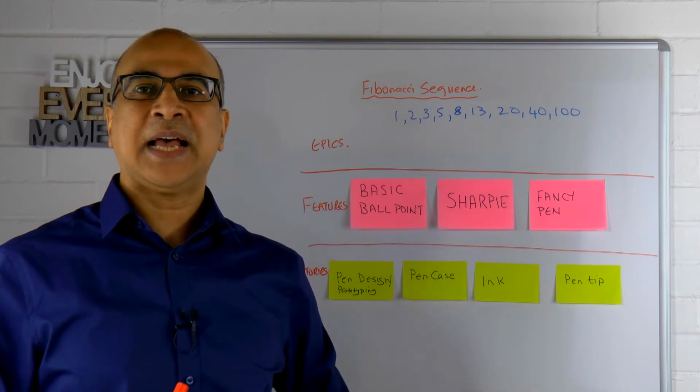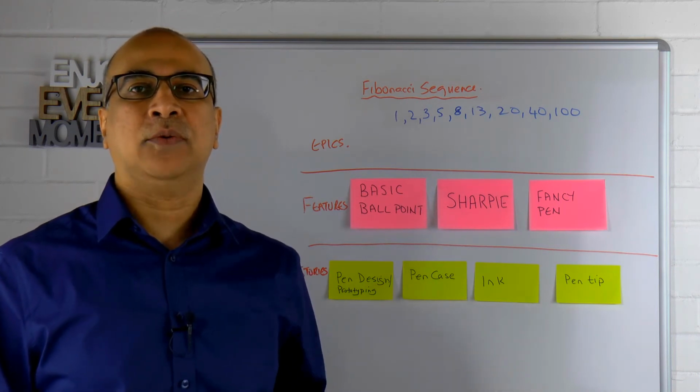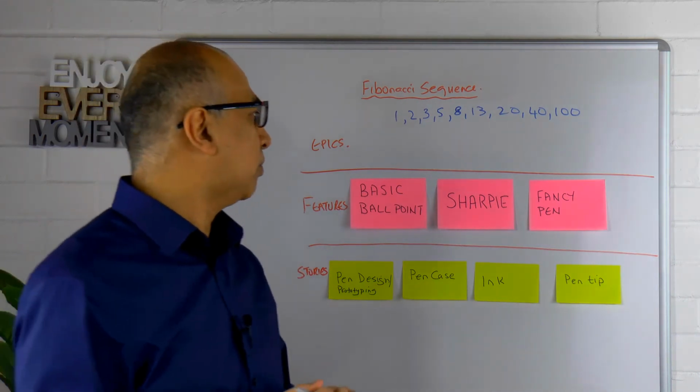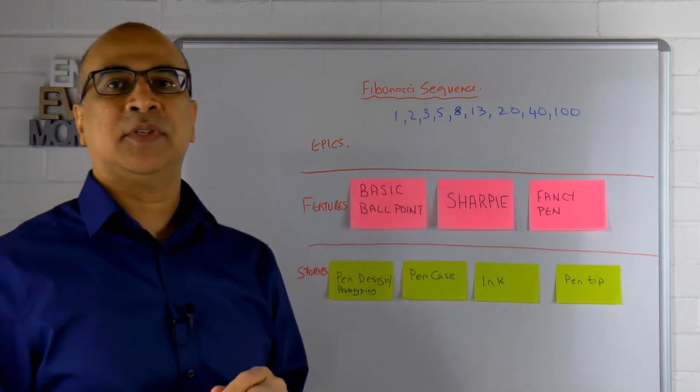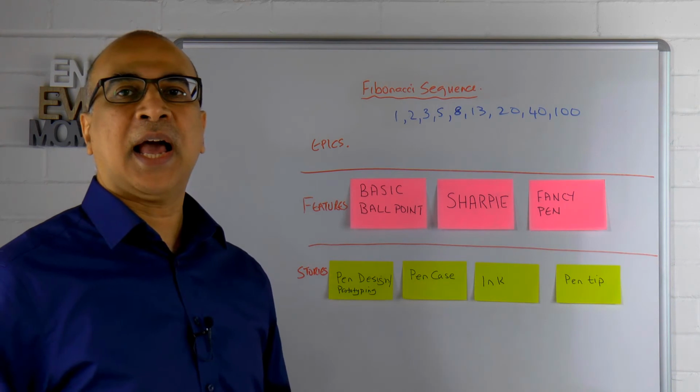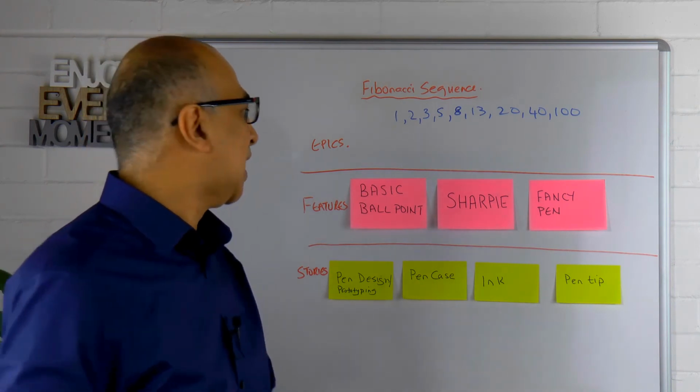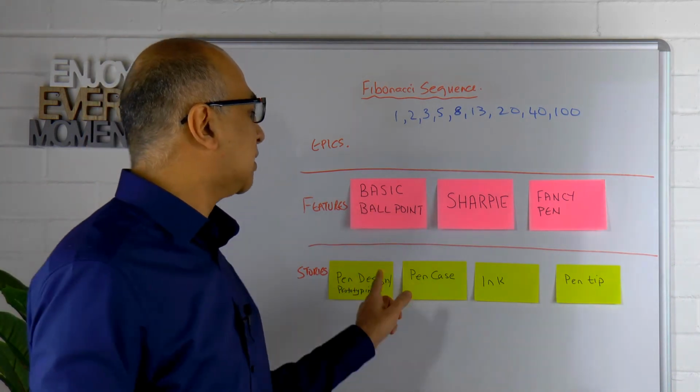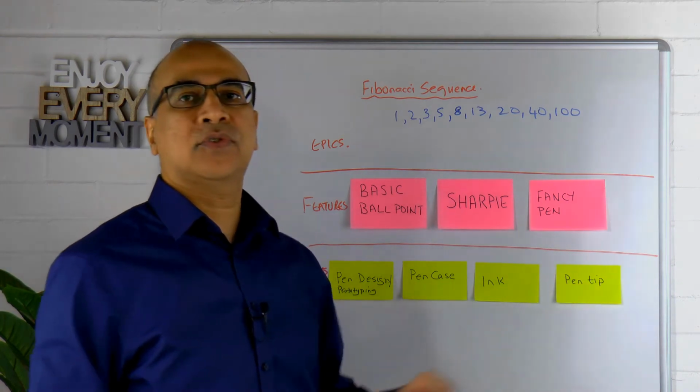Okay, so let's just have a look and see how that could work. So let's just say, for example, we've got this same example. Let's just take our basic ballpoint, and what we have over here is we've taken the basic ballpoint and it's split out into 4 different stories.